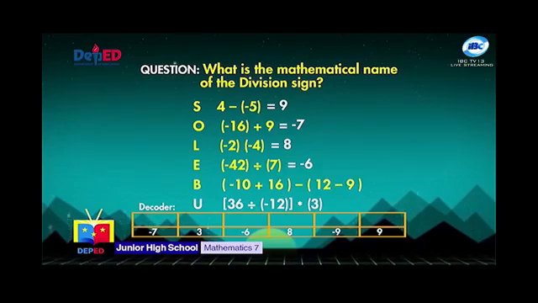For B, the quantity of negative 10 plus 16 minus the quantity of 12 minus 9, the answer is positive 3. And lastly, for U, the quantity of 36 divided by negative 12 times 3, the answer is negative 9.